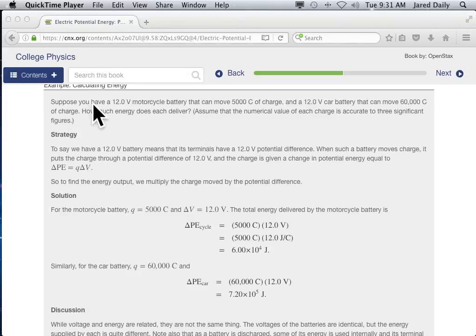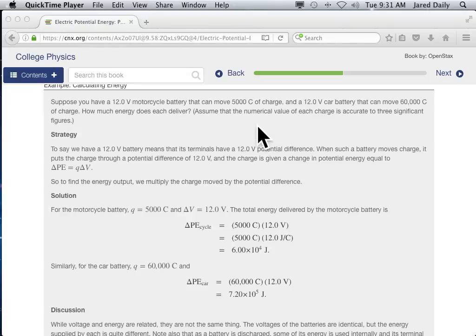So that's what they're saying here. 12-volt motorcycle battery. That's what that means. It's got that kind of energy to move charge. If it can move 5,000 coulombs of charge, now that matters with batteries, because batteries can only move a certain amount of charge because they're a chemical thing. The chemicals inside the battery determine how much charge they can move. So we have this 12-volt motorcycle battery that can move 5,000 coulombs of charge, and a 12-volt car battery that can move 60,000 coulombs of charge. How much energy does each one of these deliver?